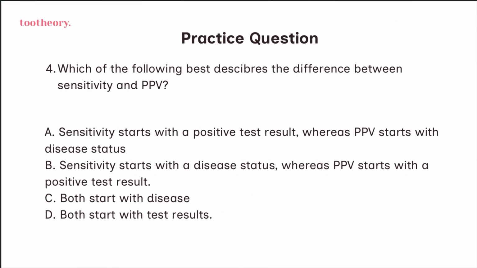All right, moving to the last practice question, which is: which of the following best describes the difference between sensitivity and the positive predictive value? So this is another conceptual question that you may get on your exam. So we need to be extremely clear on our concepts, right? So let's start. Let's think about sensitivity first, right? Sensitivity says disease first, and then we will see if the test has performed well or not, right?